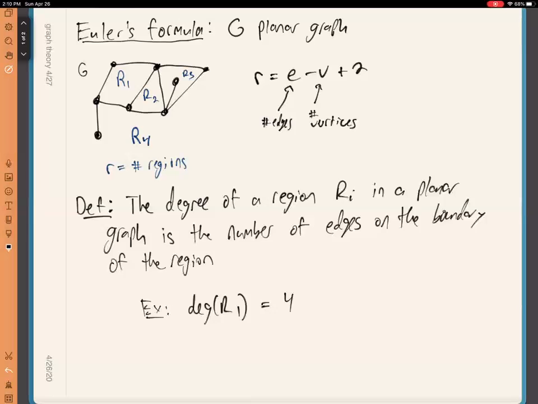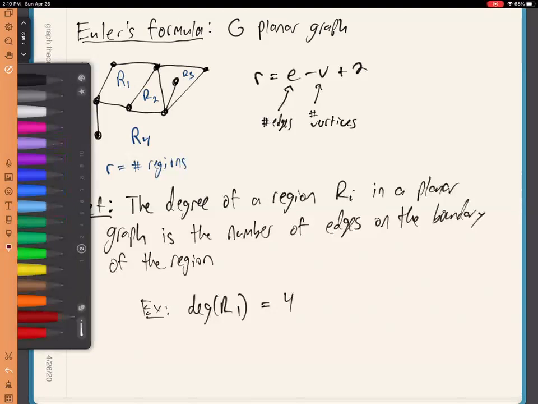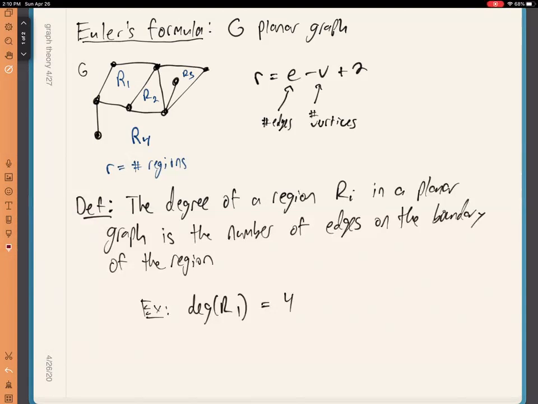You do have to be a little bit careful, because what about edges like this edge that you can see? Let me just highlight it with red. Like this edge that I'm currently highlighting with red. What about this edge that's kind of sticking out of the graph? Well, if I look at the region R4, how do I count this edge when I'm counting the number of edges that are on the boundary of R4? Well, it turns out that we're going to want to count this twice.